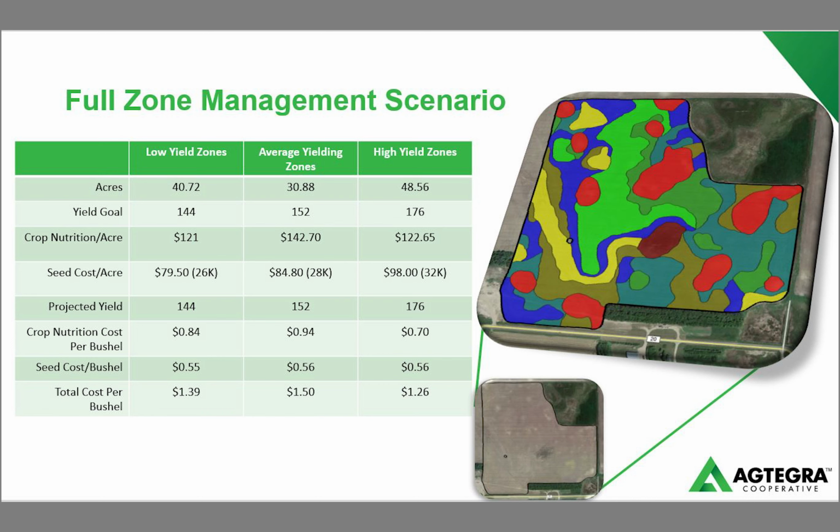If we look at it from a full management zone scenario, so we've got our low yielding zones. We're fine tuning those areas of the field with a 144 bushel yield goal. Our average yielding zones, we're going to average 152 bushels per acre, and in our high yielding environments, 176 bushels per acre. So you can see our new range of cost per bushel here from $1.26 at the low to $1.50 at the high. These are actual soil tests that drove this data, okay?